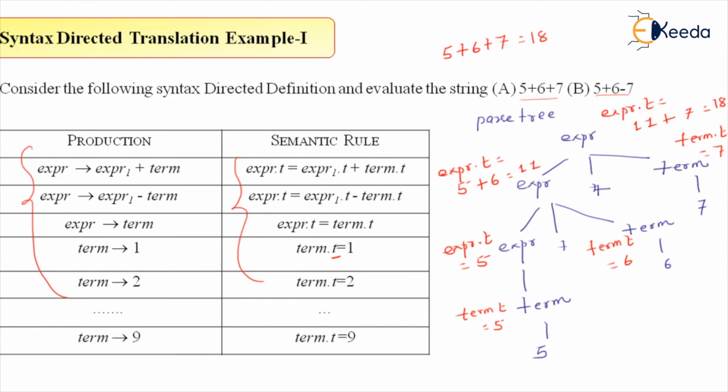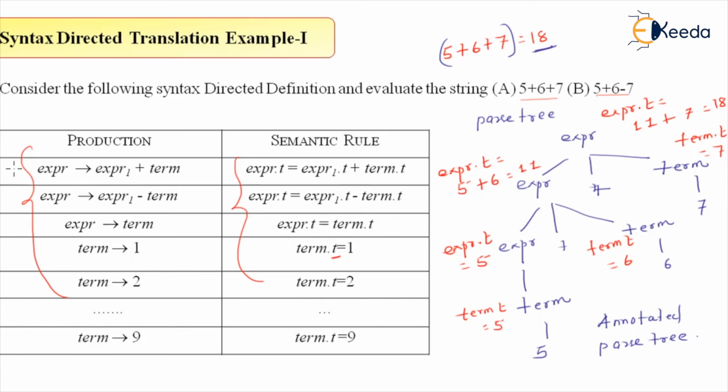This tree showing the attribute value at every node is called an annotated parse tree. So this is an annotated parse tree, and the translation for 5 plus 6 plus 7 is equal to 18. So this is what we desired to achieve, that we want to not only check this 5 plus 6 plus 7, but by the time of parsing I'll get this answer as 18.